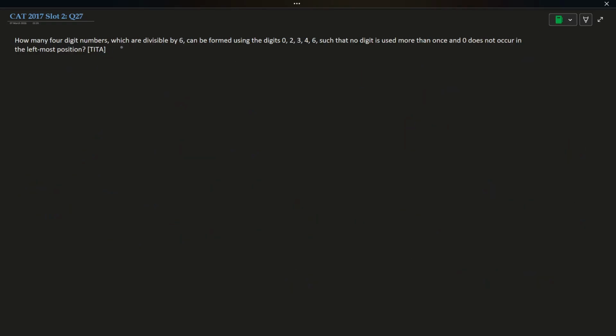How many 4-digit numbers which are divisible by 6 can be formed using the digits 0, 2, 3, 4, 6? So there are 5 digits.